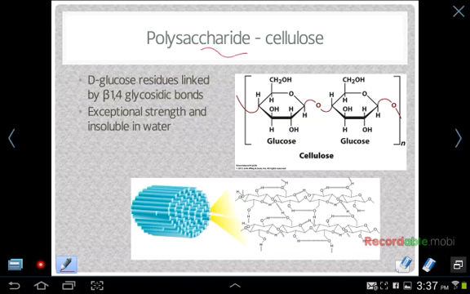Now, polysaccharides, a very common polysaccharide is cellulose. This is a structural material that we find in, such as the cytoskeleton, or not cytoskeleton. This is the plant cell walls, right?